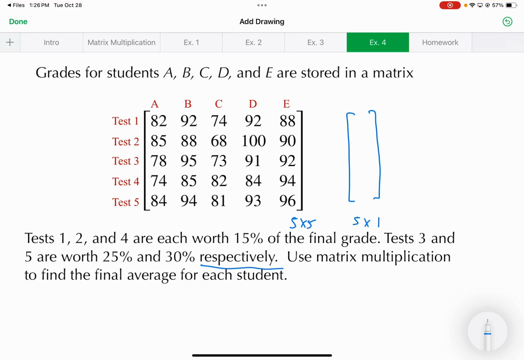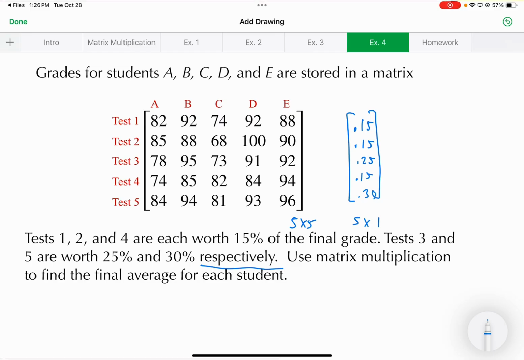Okay, and then the values you want to put in are 0.15 for test 1. Test 2 is 0.15. And then test 3 is 0.25. And then test 4 was 0.15. And then test 5 is 0.30. Okay. And then it says use matrix multiplication to find the final average for each student.